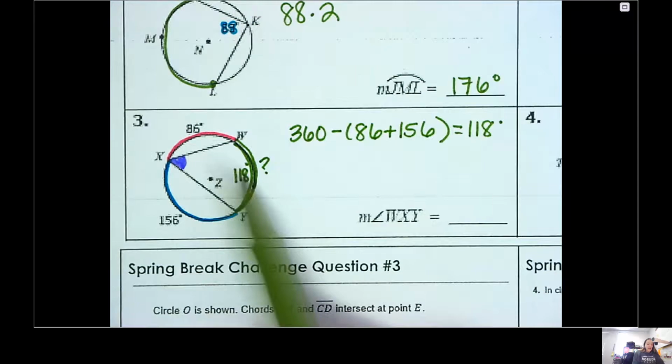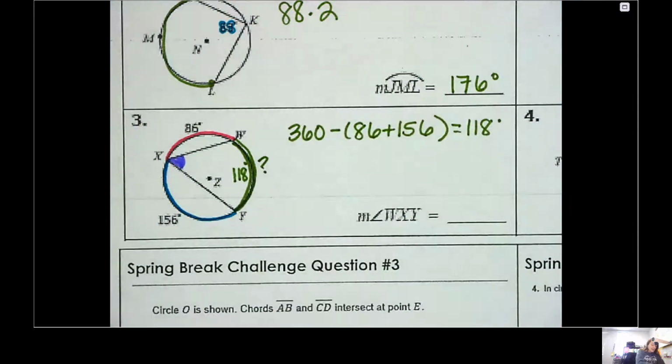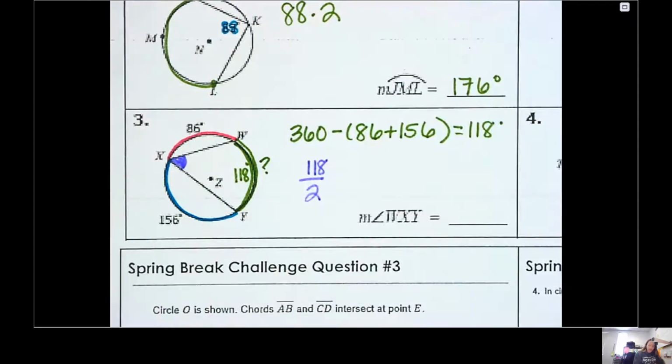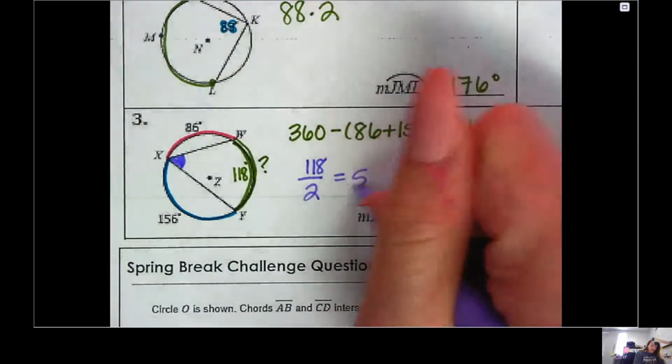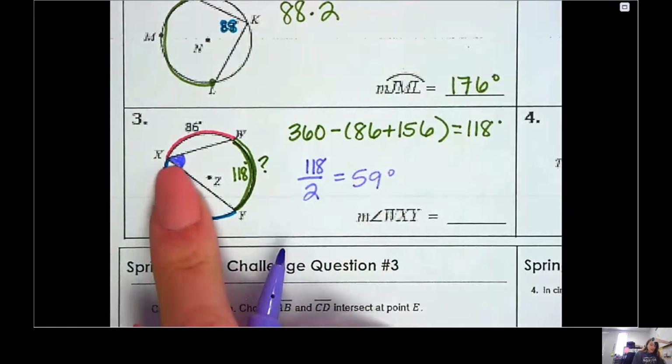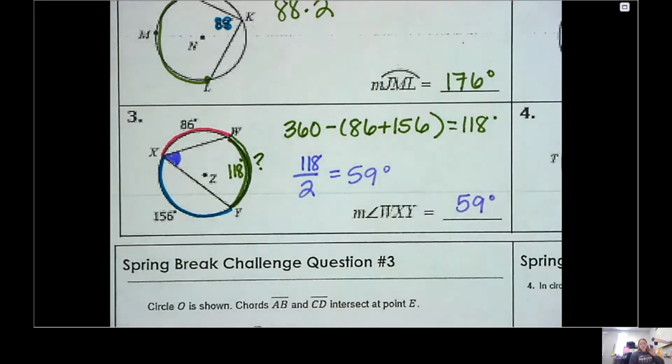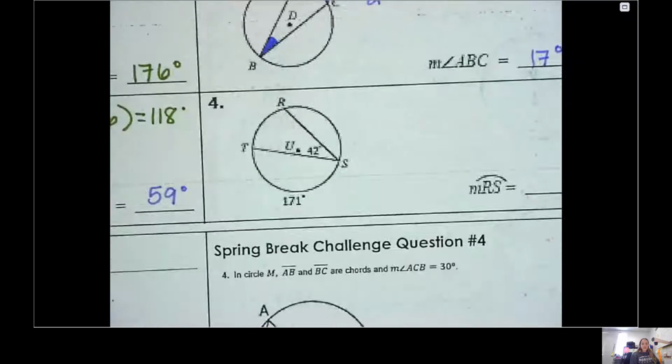And then to figure out the angle measure, I need to take that 118 degrees and divide it by 2. And when I do that, I get 59 degrees. So this angle right here is 59 degrees. So sometimes you have to use a little bit of the other information to help you out.